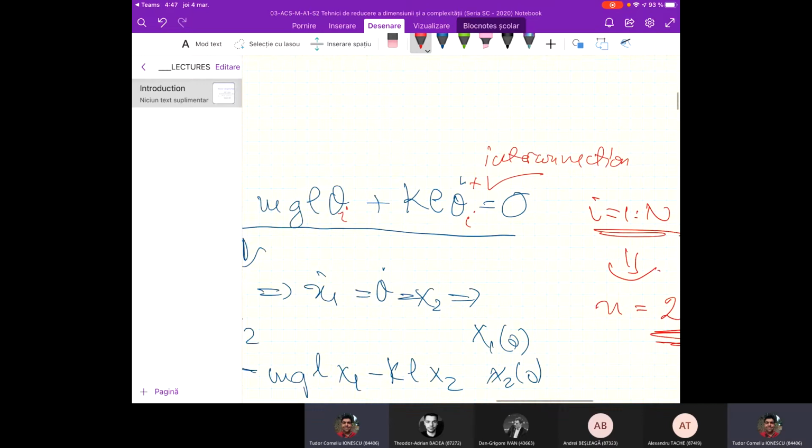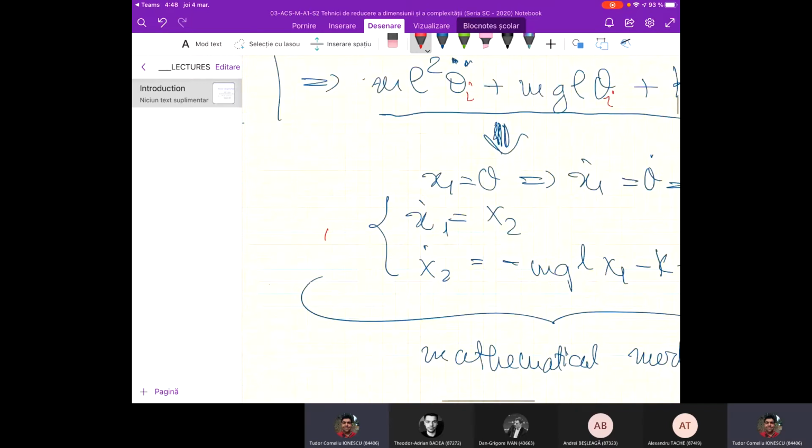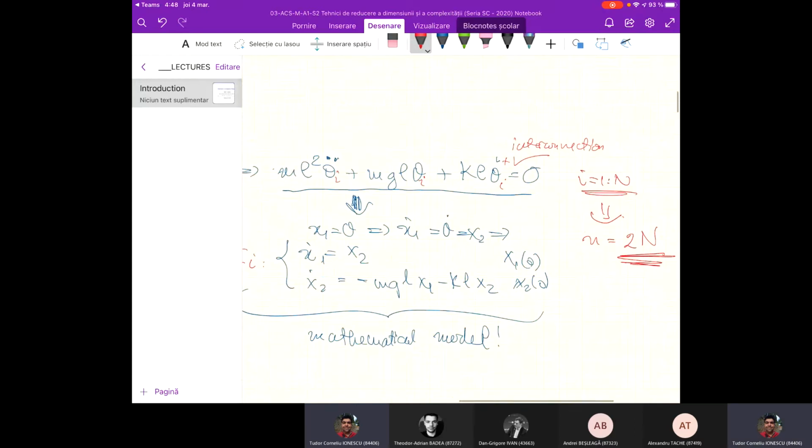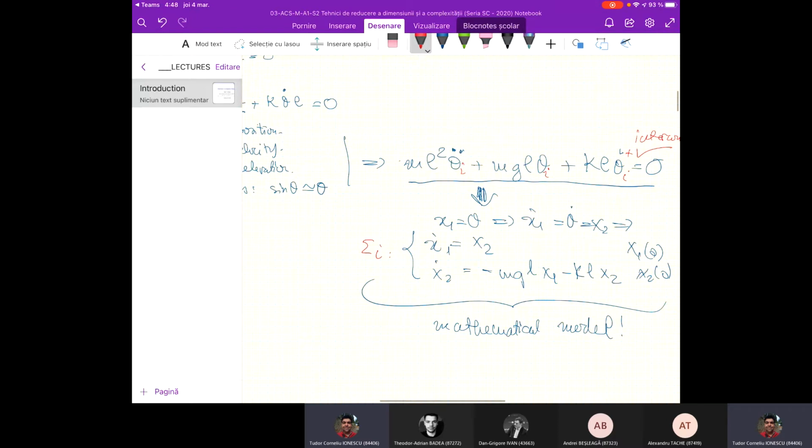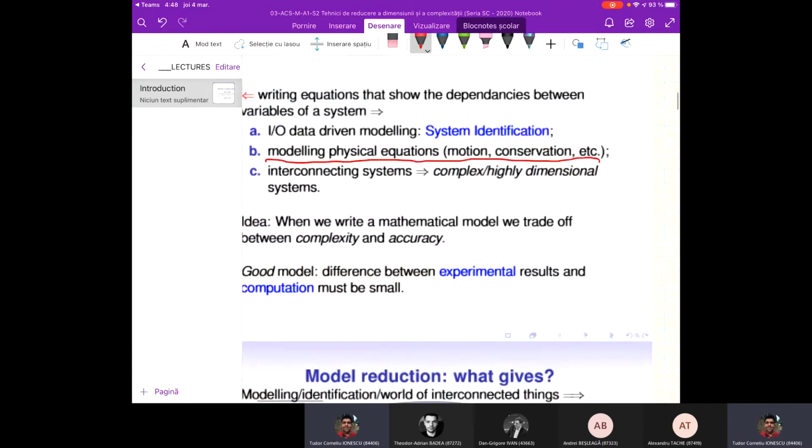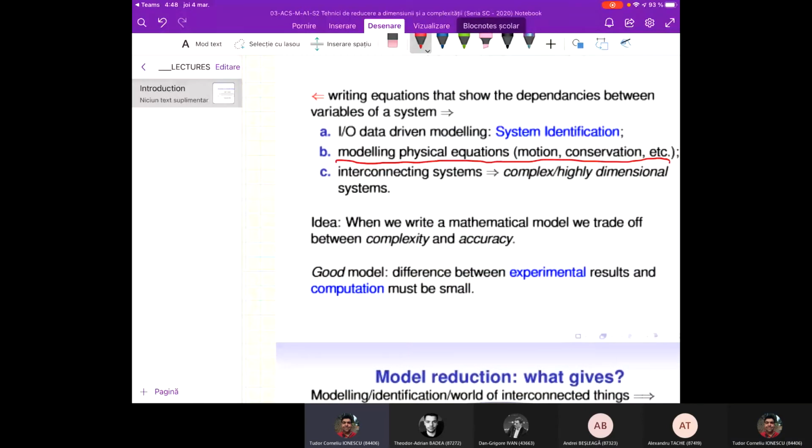Because each model i is governed by two equations. So the final model is going to have dimension 2N, and it can be very, very large. So if you do interconnection, you can get complex or highly dimensional systems. Now, of course, when you talk about nonlinearities, such as this I just showed you with the pendulum, complexity and dimension are not going hand in hand.